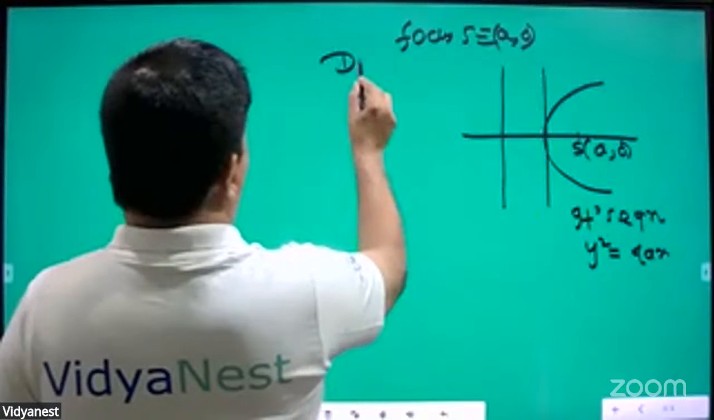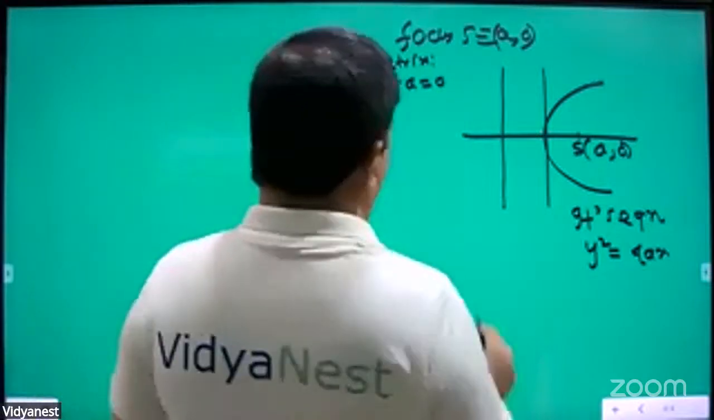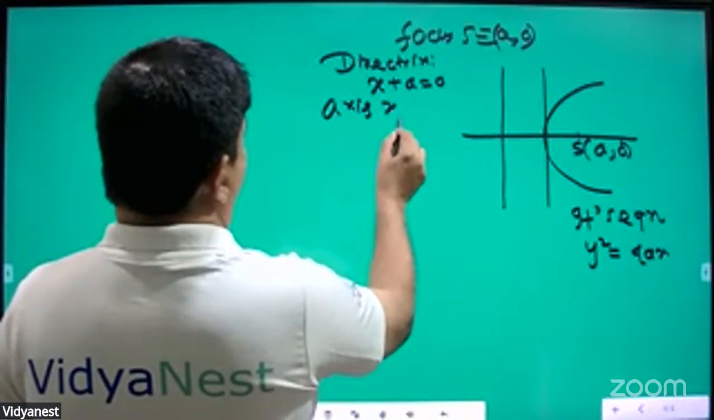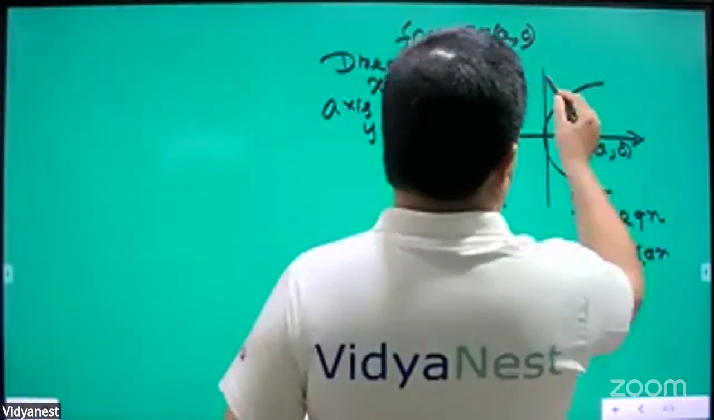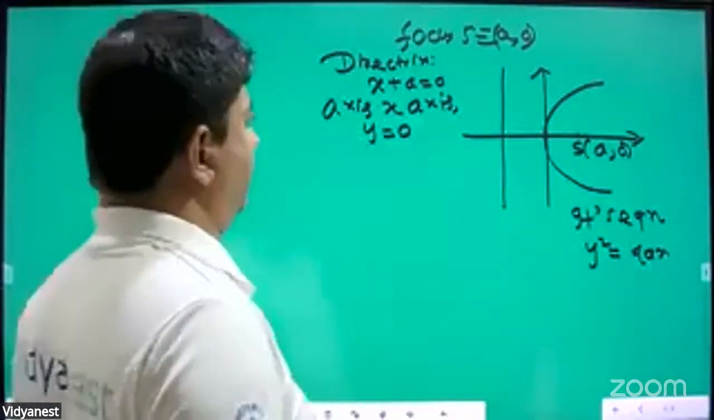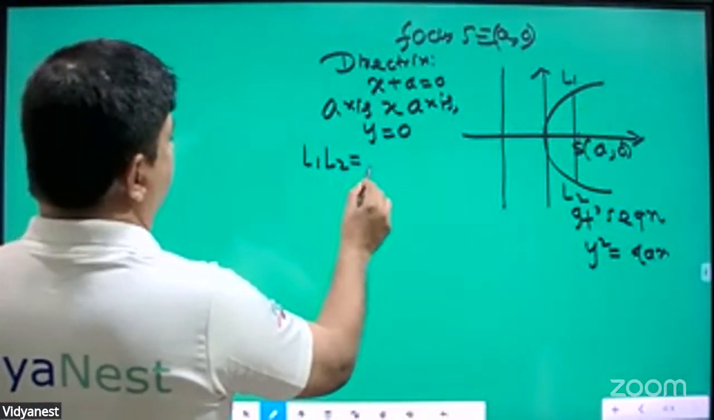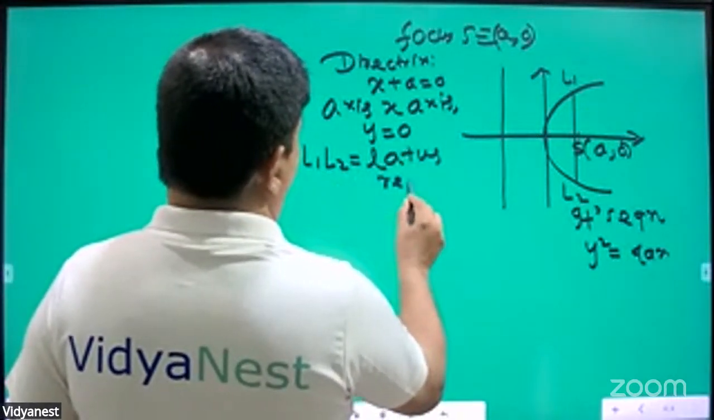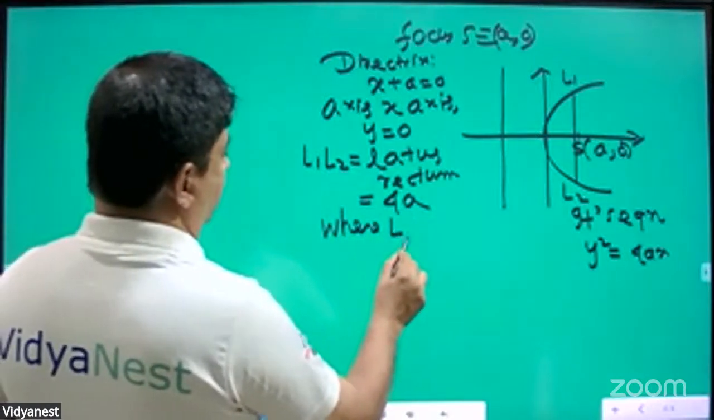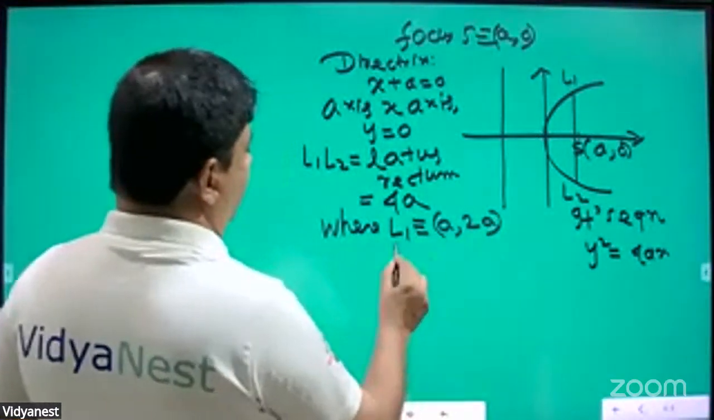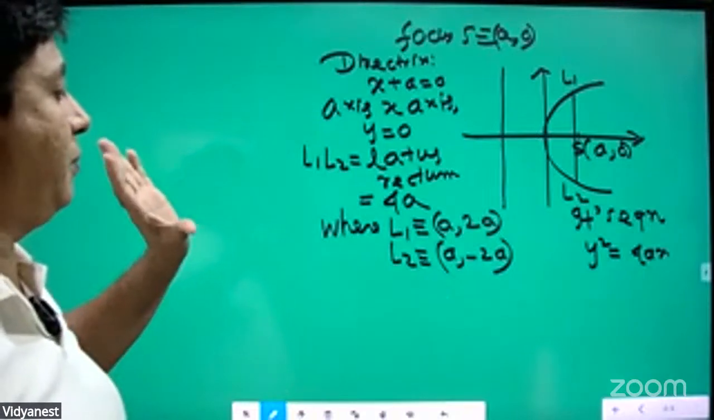directrix x plus a is equal to 0, axis x-axis, that is y is equal to 0, and latus rectum L1 L2, latus rectum length 4a, where L1 is a comma 2a, L2 is a comma minus 2a. Till now we have got this.